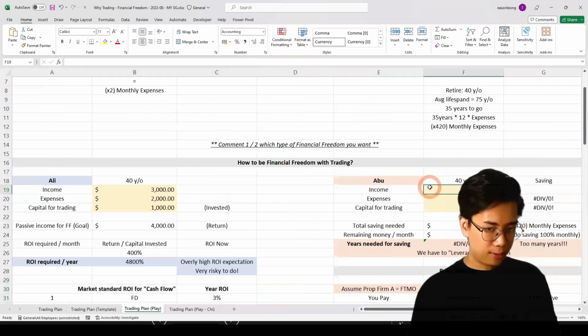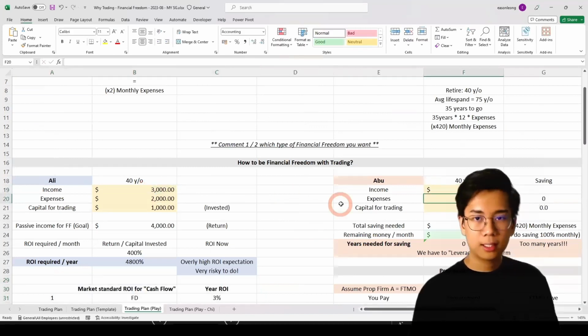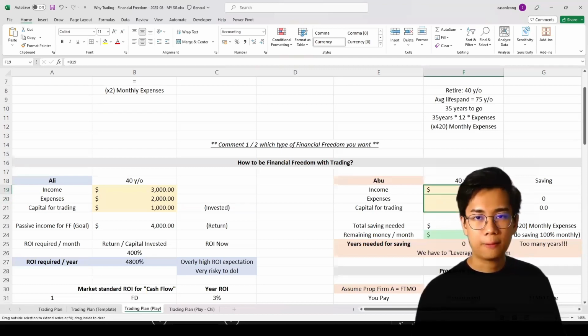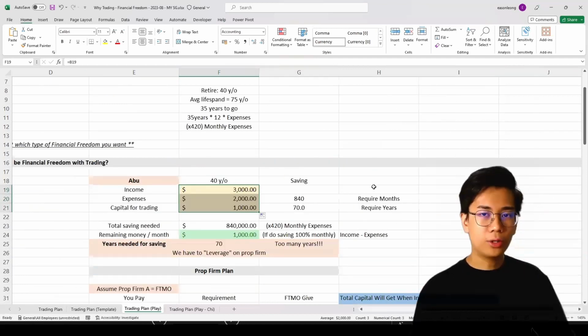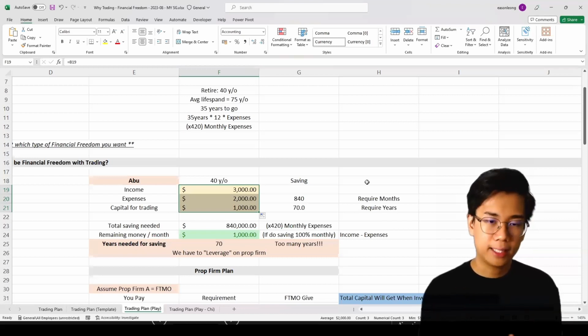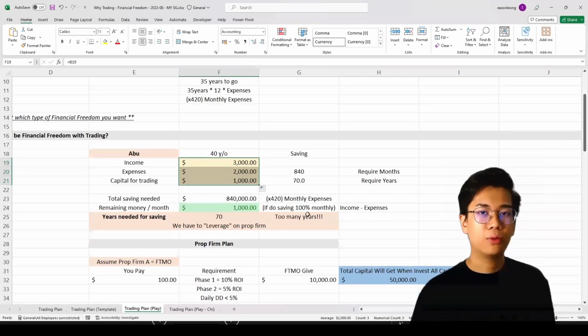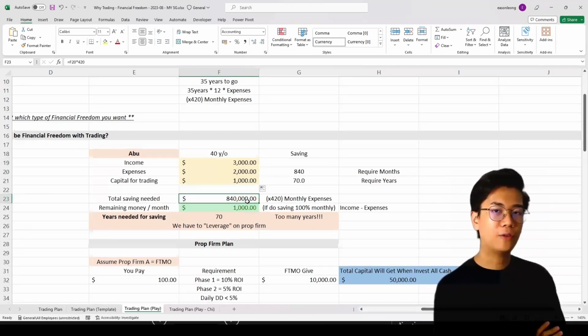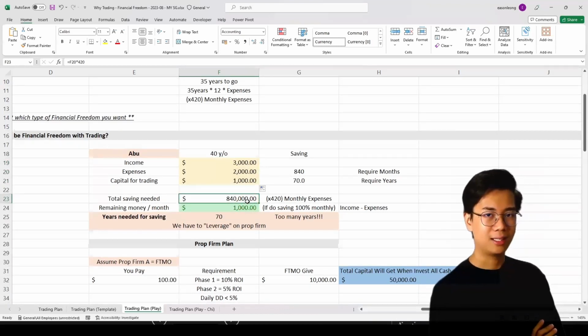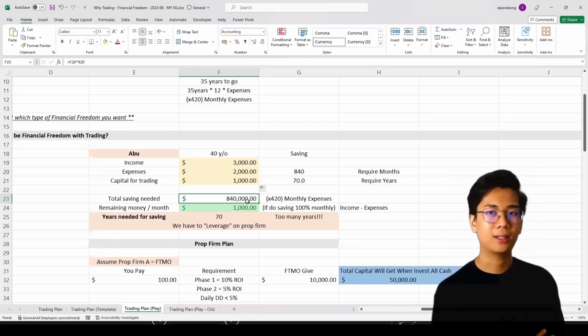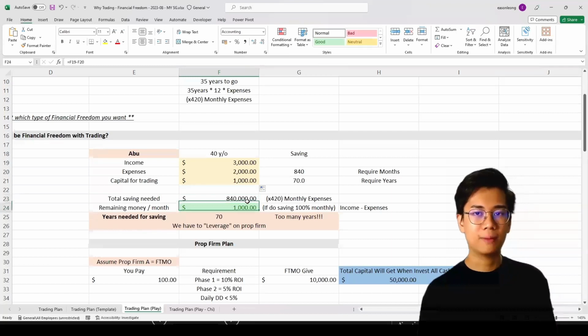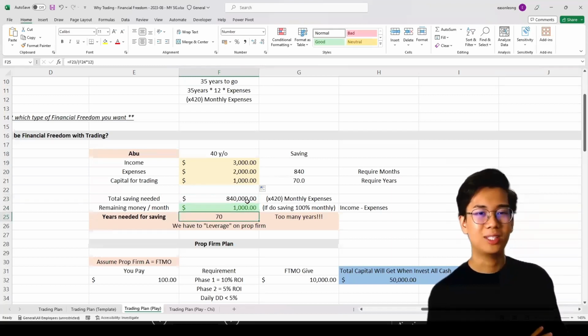Let's say that right now, instead of cash flow, we go for capital gain. All you need to do is either save the money or trade until the amount of capital, which you will probably need about 840,000 in your bank account, so that you can save the money until retire, which will probably take you about 70 years to retire. Too long, cannot.